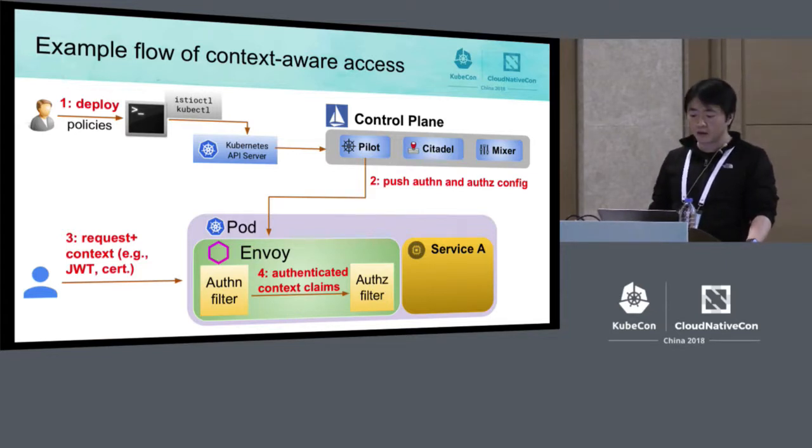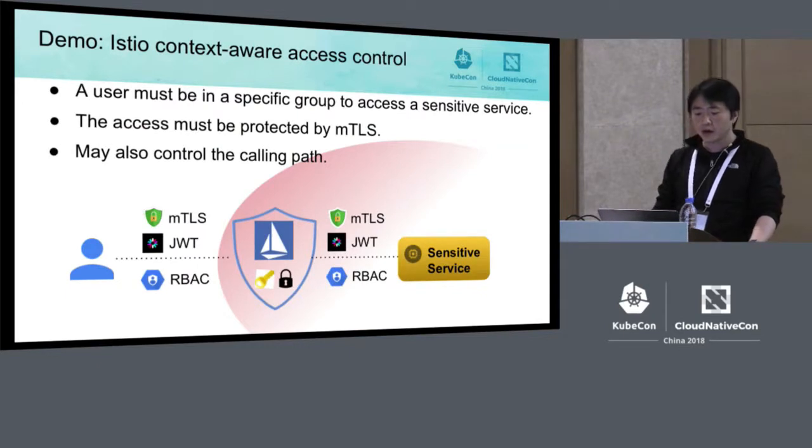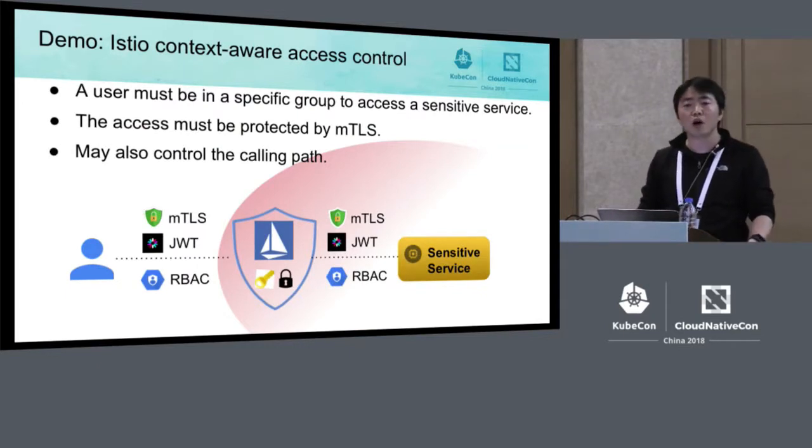All this policy enforcement is transparent to the backend service, and the backend service will process the request and send back the response. Next, I will do a demo of Istio context-aware access control.